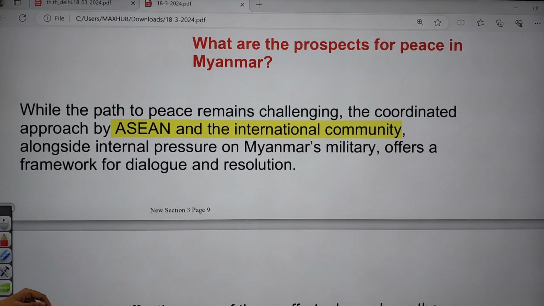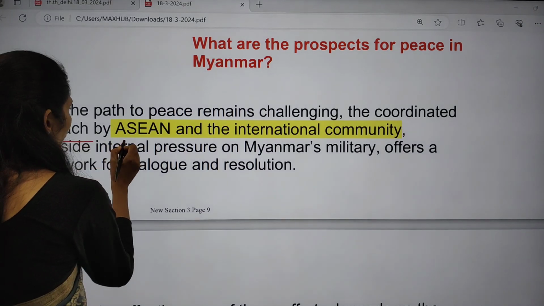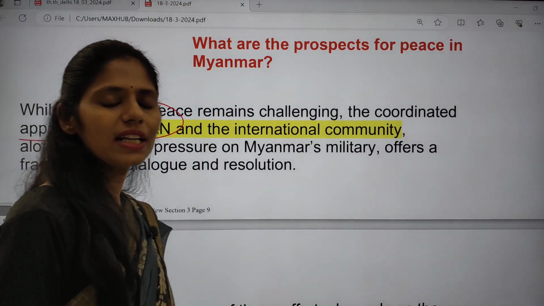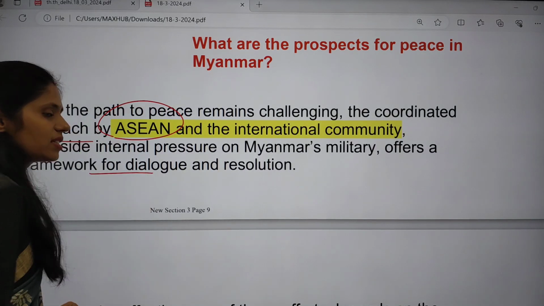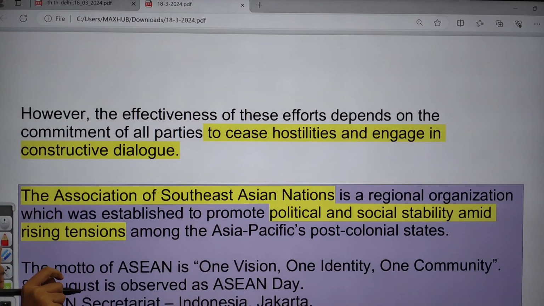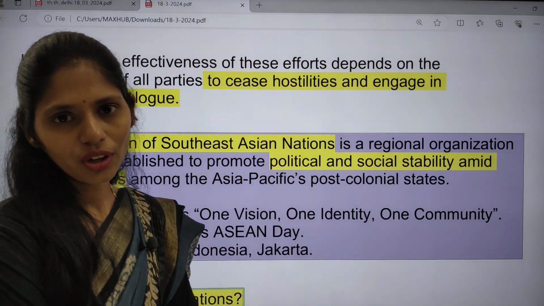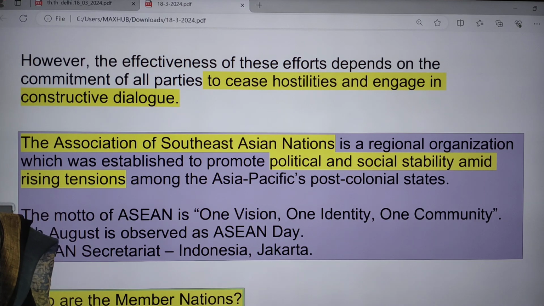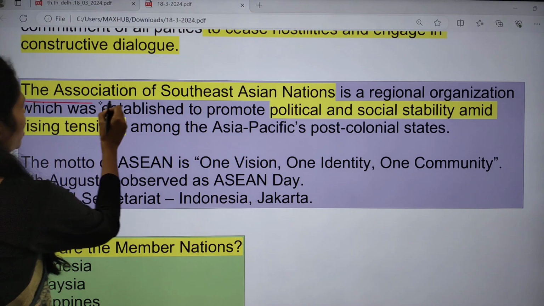If you want to move towards peace in Myanmar, we can have a coordinated approach by ASEAN, and even the international community can come and participate so that they can pressurize the military officers, and we can come up with a dialogue or a resolution for this issue. And next is the effectiveness of these efforts. It depends upon the commitment of all the parties. How all the parties are involved, how they are talking, how they are coming up with mediation, dialogue, and engaging in constructive dialogue. That is very important.